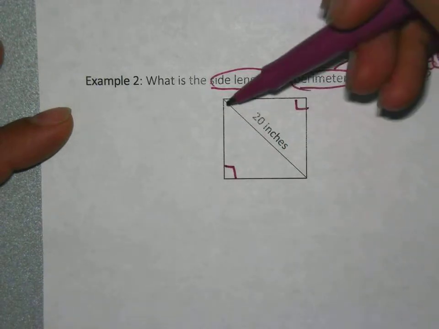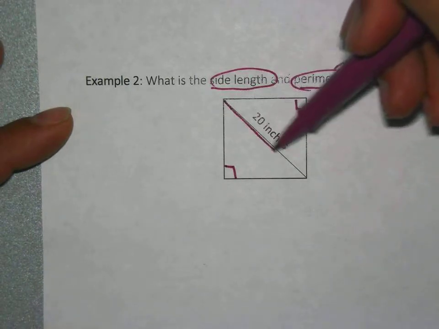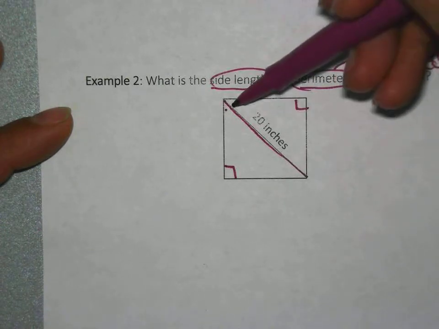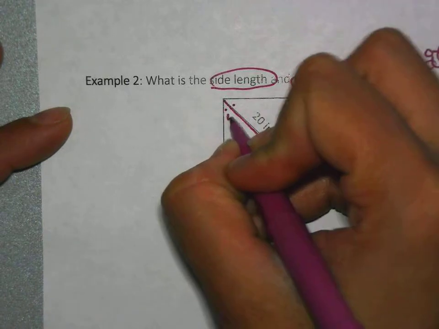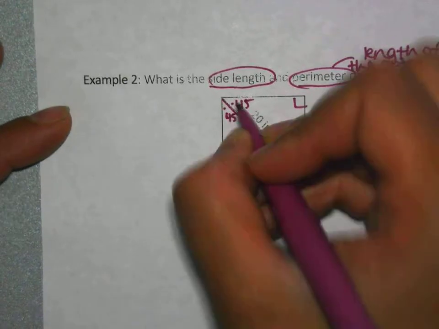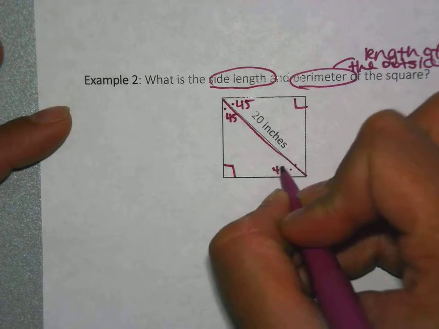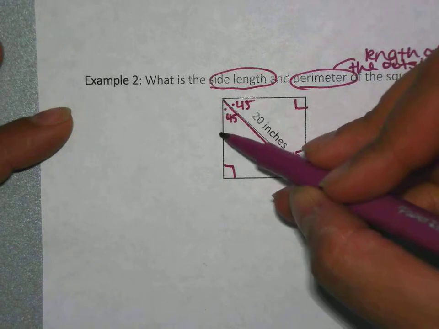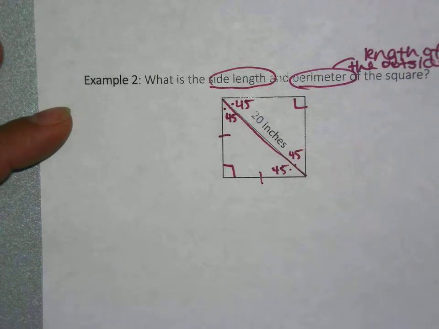And I know that a diagonal line, the hypotenuse of this triangle, cuts these 2 angles in half, meaning this is 45 degrees, this is 45. If I add them together, I get 90, and therefore this is 45, and this is 45. So what we have right now is a 45, 45, 90 triangle.